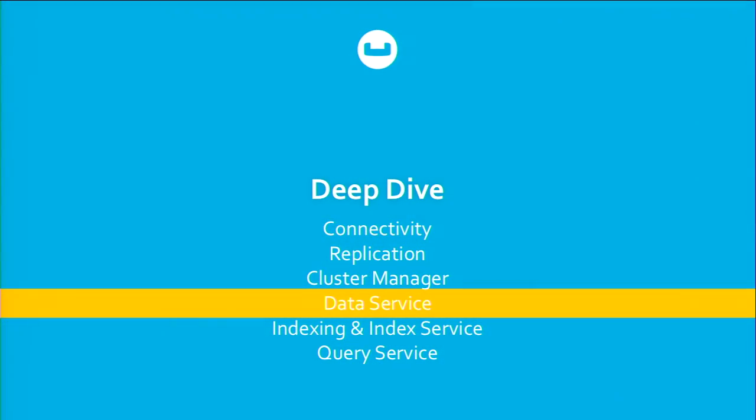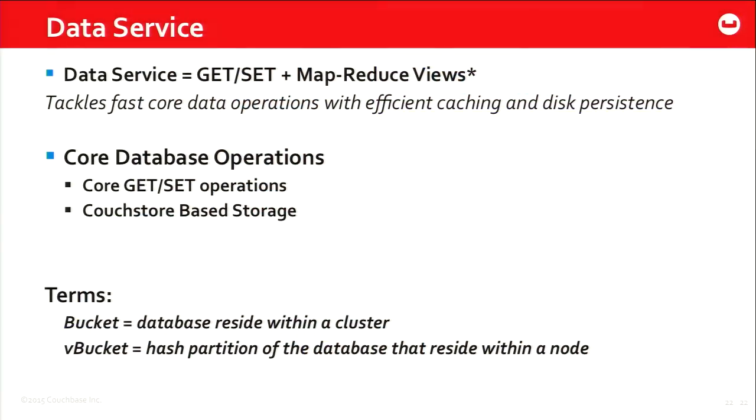All right, so let's take a look at the services next. I'll start with the data service. And the data service essentially contains two capabilities. It's the gets and sets. And the view operations are still in the data service itself. So I have an asterisk. I'll talk about the indexing in a little bit in the indexing section.